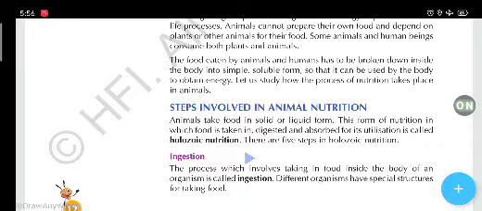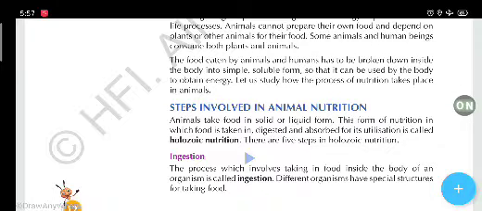This form of nutrition, in which the food is taken in, digested and absorbed for its utilization, is called holozoic nutrition. There are 5 steps in holozoic nutrition. Holozoic nutrition means taking complex food and, after digestion, converting it into a simpler form so that the animal can utilize that food easily.